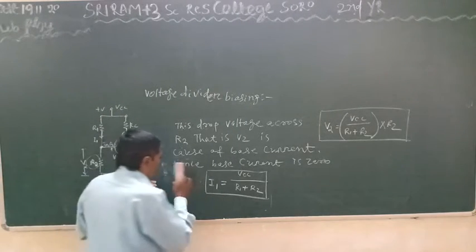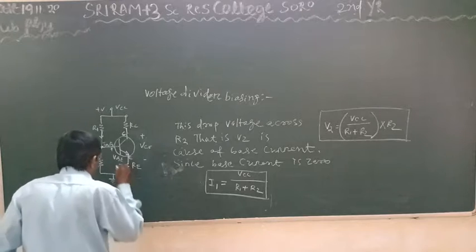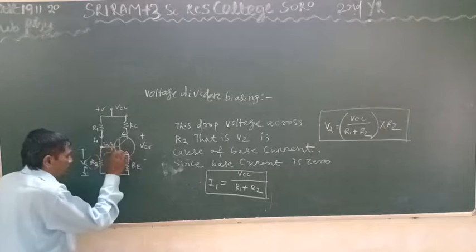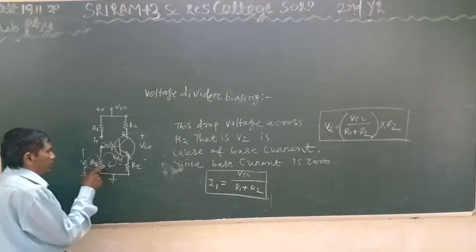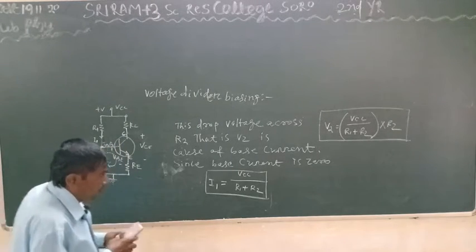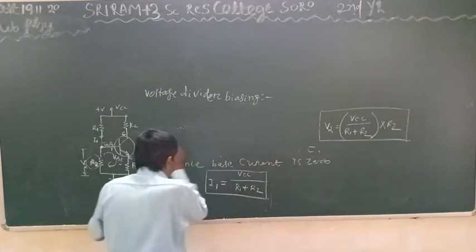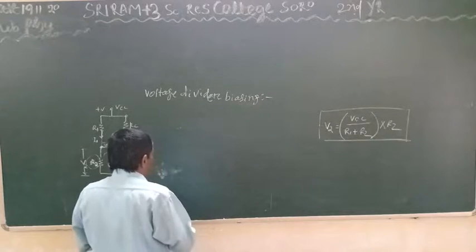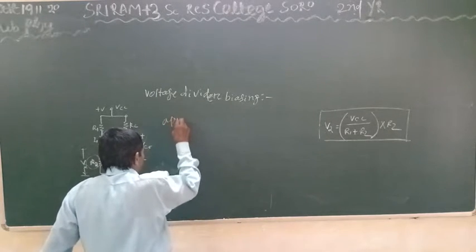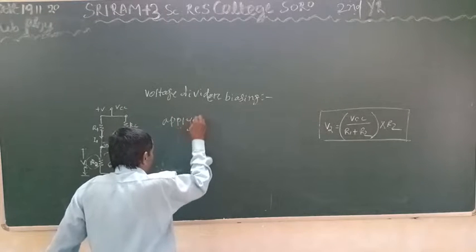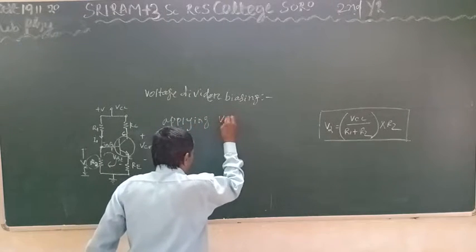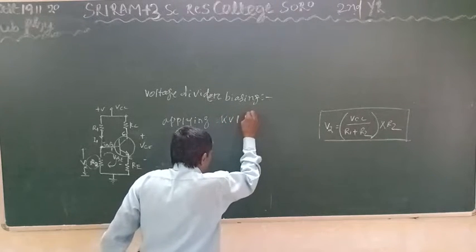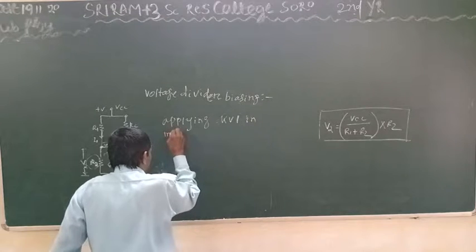Now we apply KVL in the base emitter loop. This is the current flowing in this circuit. Now we calculate the input current. Now applying Kirchhoff's voltage law, KVL, on the input side.